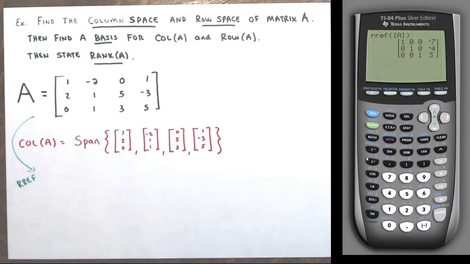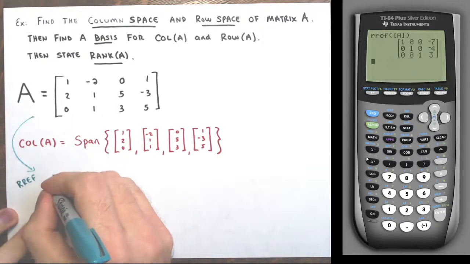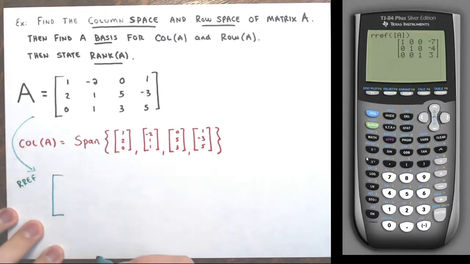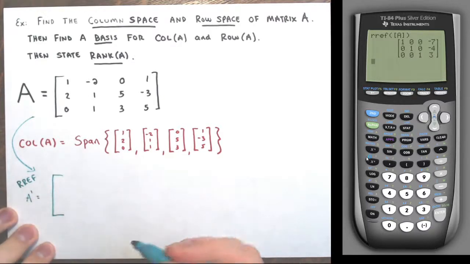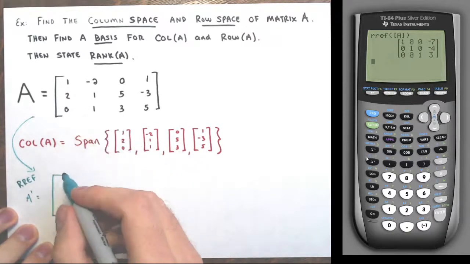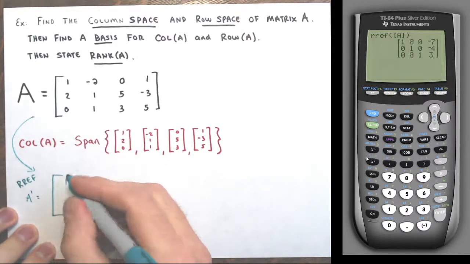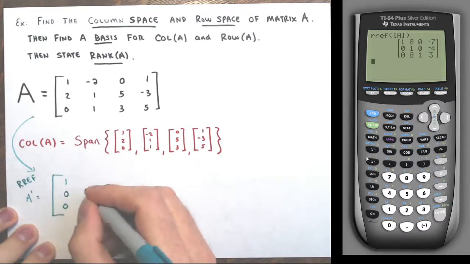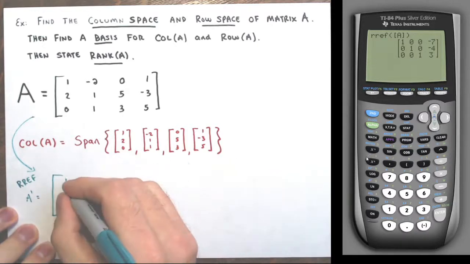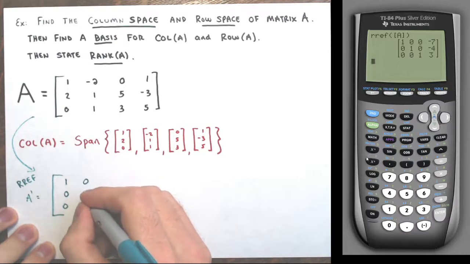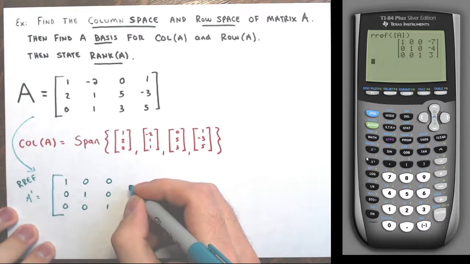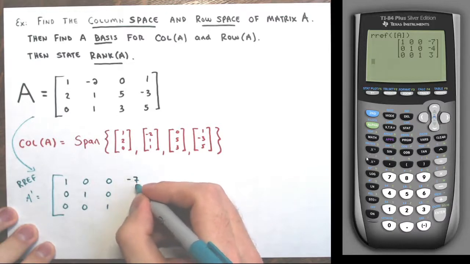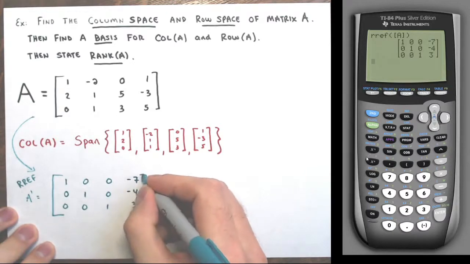All right. So here it is. I'll write it. Now you can call this A prime or something, or A sub R for reduced echelon form. So here I've got A prime. Again, not A. This isn't matrix A. It's A prime, or call it matrix B if you want. All right, just something else. 1, 0, 0, 0, 1, 0, 0, 0, 1, and negative 7, negative 4, 3. All right.